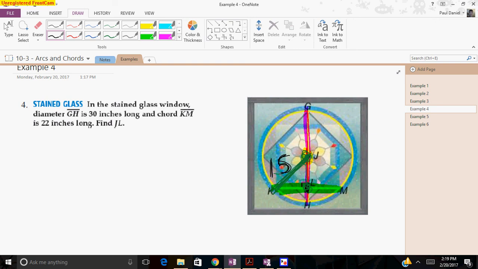Well, if that's 15, then that's not quite getting me to the answer for JL. I see that they drew this triangle as a right triangle. That means that's a perpendicular angle. It would be nice if I knew what happens when a diameter or a radius hits a chord at a right angle. Oh yeah, like that theorem we just had that said it bisected the chord. Yeah, that would be useful for me. So that would mean that this KL and LM must be the same. And since the whole thing is 22, that must mean that each little piece is 11.